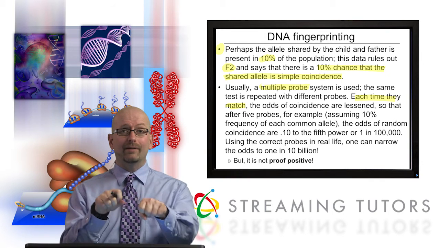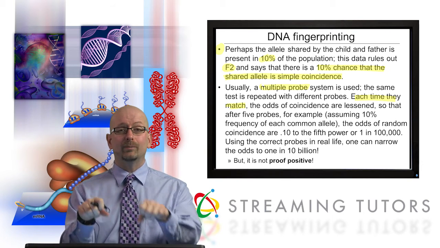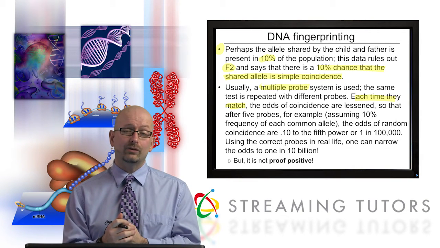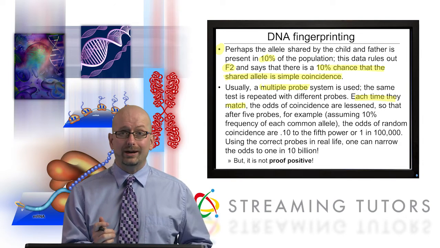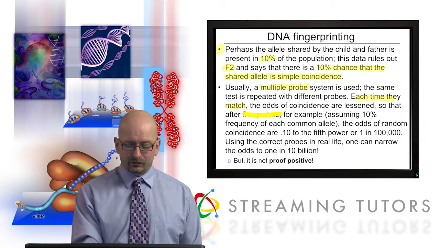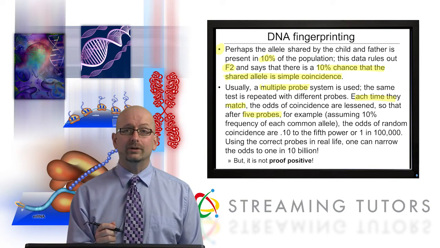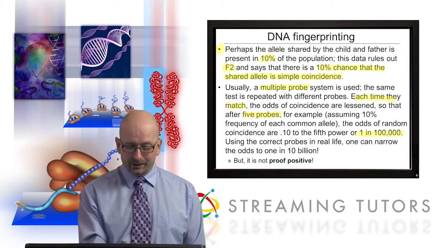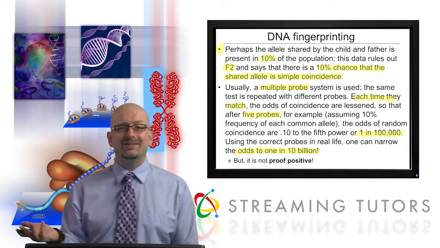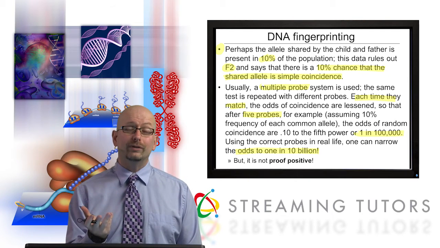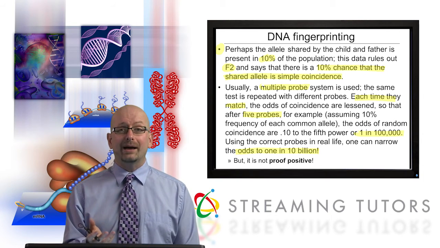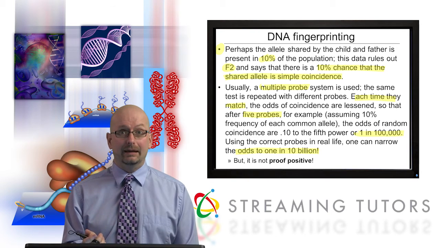In other words, if at 2 totally different places in the genome the father shares those 2 with the child, now it's not a 10% chance it's coincidence, it's a 1% chance that it's a coincidence. And if you use 5 probes, you can get the odds down to 1 in 100,000. In real life, the way that they do it, you can get the odds down to 1 in 10 billion. Now, there's only 7 billion people in the world. So if you say, look, there's a chance this is a coincidence, but it's 1 in 10 billion, as a friend of mine who worked in the coroner's office once said, in other words, it's him.